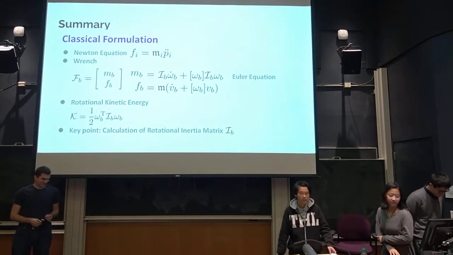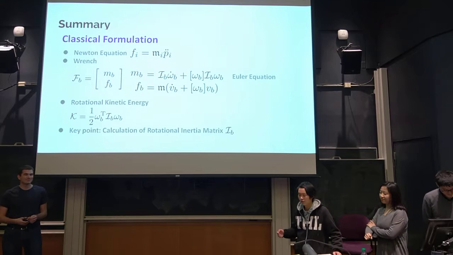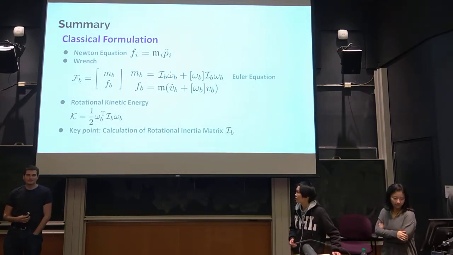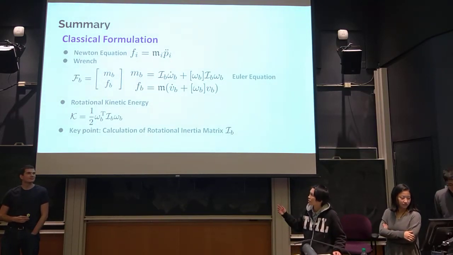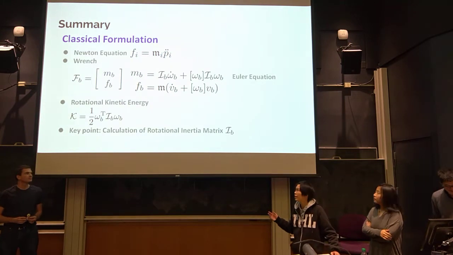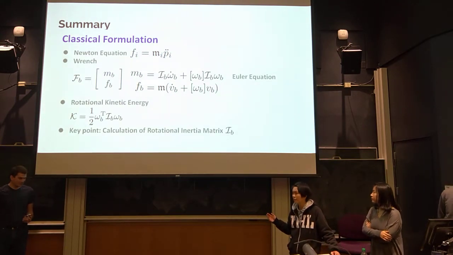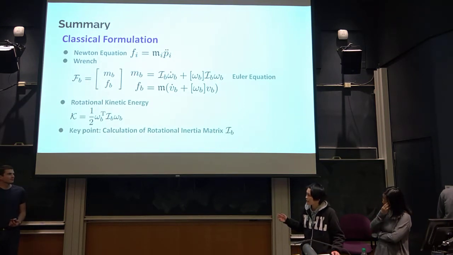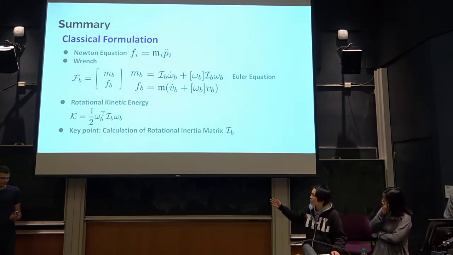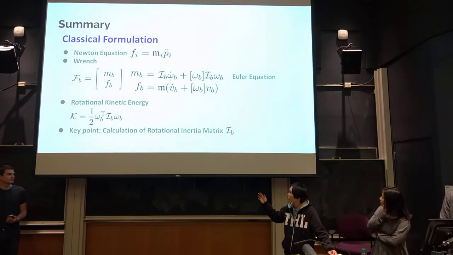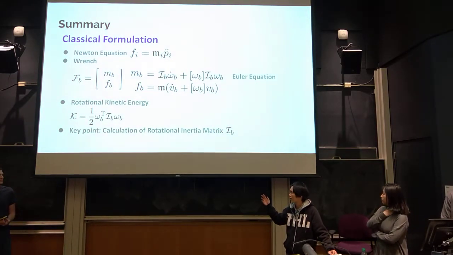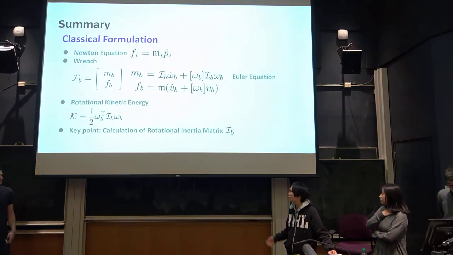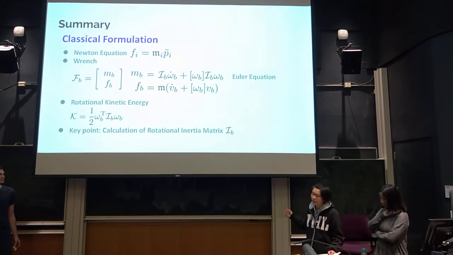And to summarize, there is a classical formulation for the dynamics of a physical rigid body. We use the Newton equation to get the expression of the moments and the forces expressed in frame B, and thus we get the wrench. And we can also get the rotational kinetic energy like this. The key point in this formulation is the calculation of the rotational inertial matrix. That is how to calculate IB.